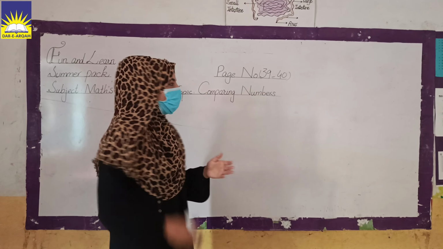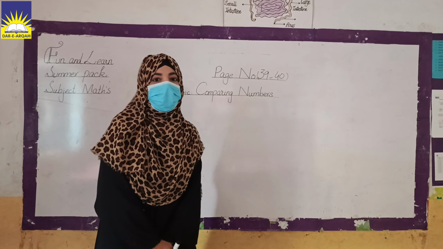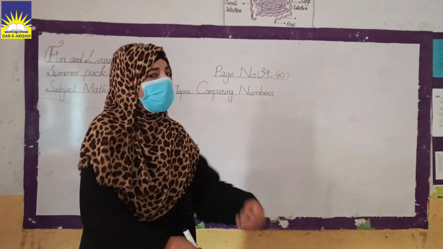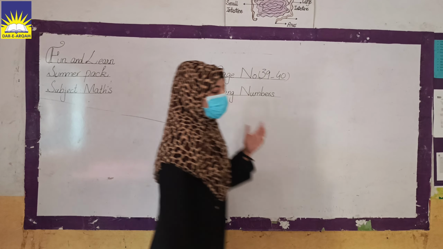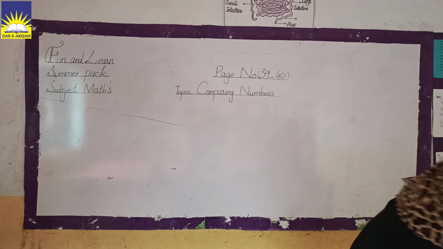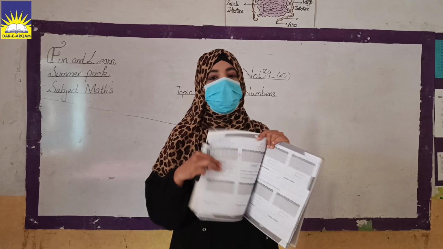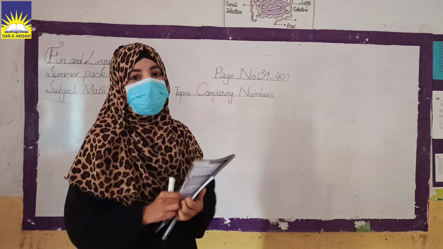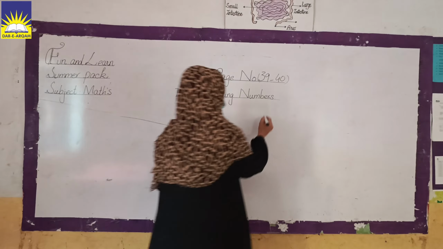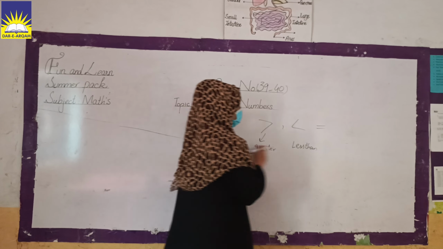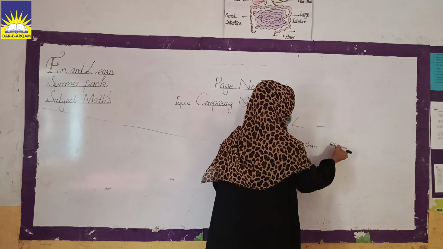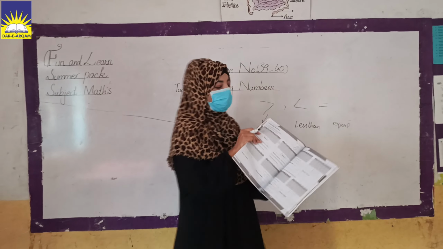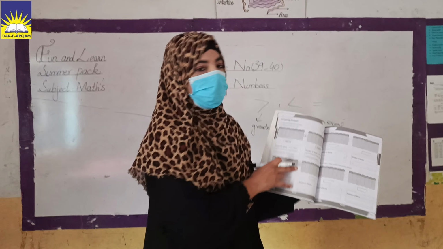So, kindly open your page number 39 and 40. Here is the topic, comparing numbers. Okay, these are the pages. Comparing numbers like less than, greater than, equal. Okay, greater than, less than, and equal. So we have to put the sign on the blanks.